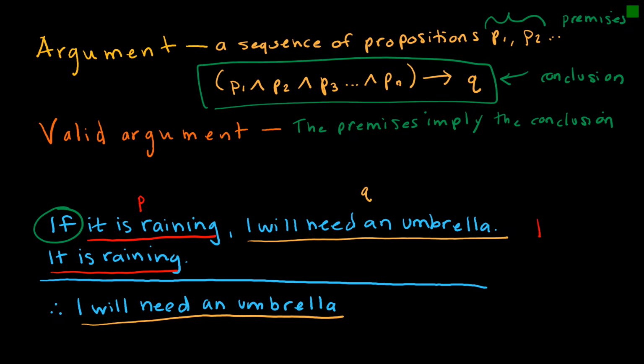My first statement says, if P, then Q. My second statement says, it is raining, so that's P. So we know in our first statement, if P, then Q, would mean that if P is true, therefore Q is true. And then I tell you in the second line that P is true. Therefore, what is my conclusion? And again, remember the three dots mean therefore. So therefore, we can say Q is true. I will need an umbrella.